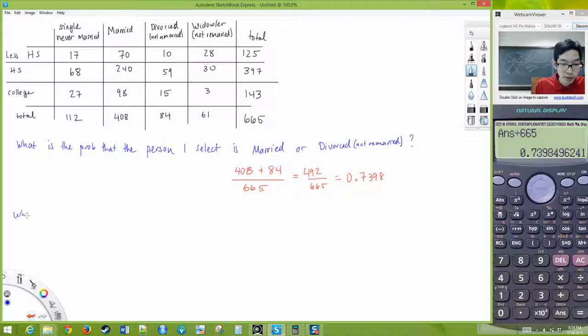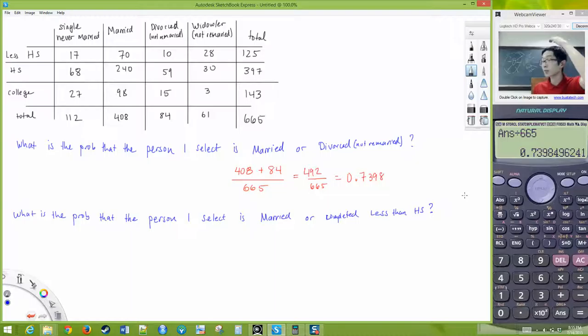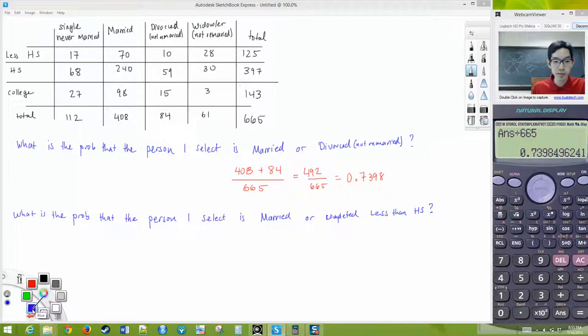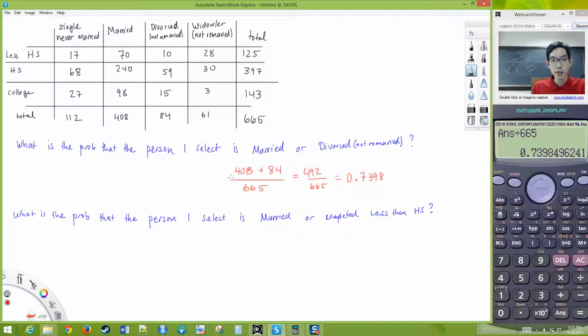Over here, I'm going to change this up. I'm going to say, what is the probability that the person I select is married or completed less than high school? Okay. So this one's a tiny bit different. So we're doing married or completed less than high school.